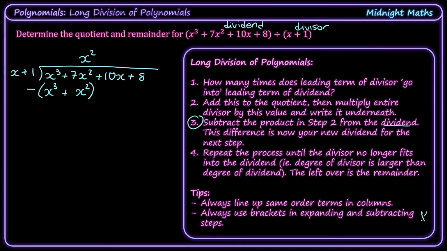This is where our next tip comes in. Use brackets, okay? So I'm subtracting not just the start of that, I'm subtracting the whole product. The entire thing that we've calculated is getting subtracted. So I need to put brackets around it and I need to put the minus at the front of the whole thing. Okay? Now let's go through and subtract.